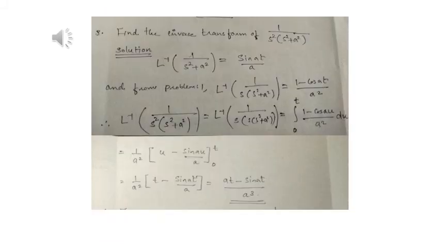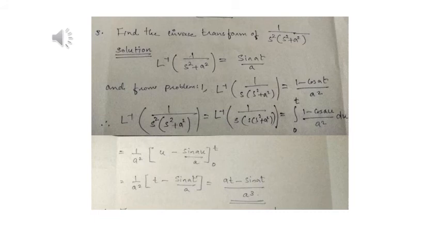Next question, actually this is a part of the previous problem. So let us see, find the inverse transform of 1 by s square into s square plus a square. So we know that L inverse of 1 by s square plus a square is equal to sine at by a. And from problem 1 we know L inverse of 1 by s into s square plus a square is 1 minus cos at by a square.